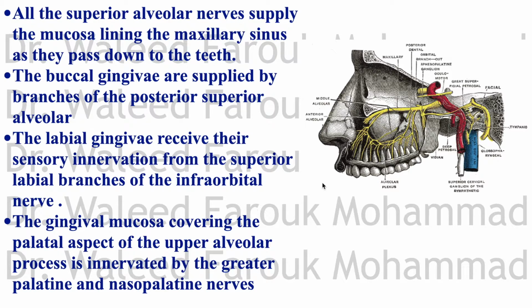The labial gingiva receive their sensory innervation from the superior labial branches of the infraorbital nerve, as evident here. The gingival mucosa covering the palatal aspect of the upper alveolar process is innervated by the greater palatine and nasopalatine nerves. They descend from the maxillary nerve in the pterygopalatine fossa.